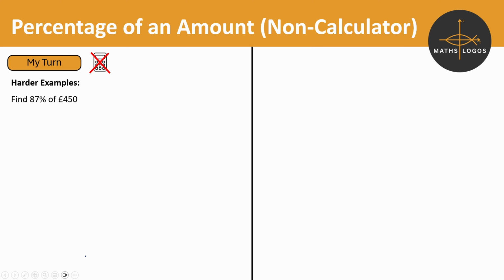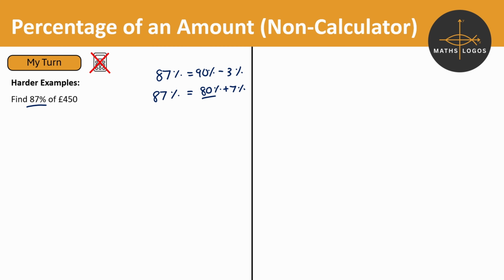Okay, we'll look at some harder examples where we have to be a little bit more creative as to how we get to our number. So this one says find 87% of 450. And like before, off to the side, I'm just going to think of some ways that I can get 87%. Well, one way that springs to my mind is to get 90% and then take away 3%. So that would work. Another way to get 87% would be to get to 80% and then add on 7%.